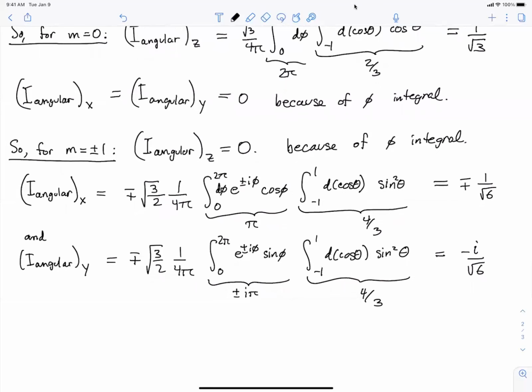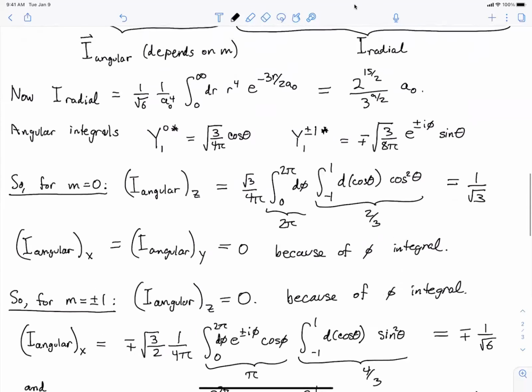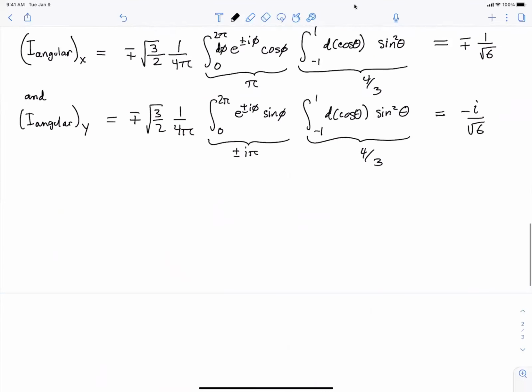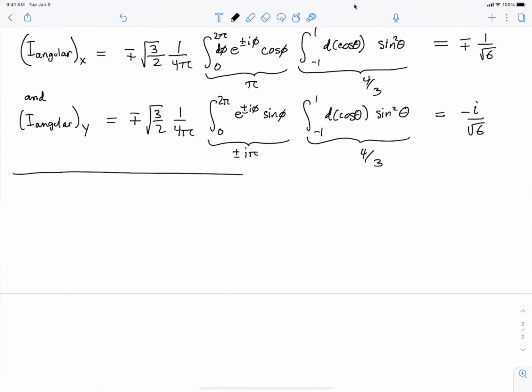We've now worked out all the integrals that we need, and we just have to multiply them together in the appropriate spots to get the matrix element. So first, let's do the 2, 1, 0 state, matrix element 1, 0, 0.